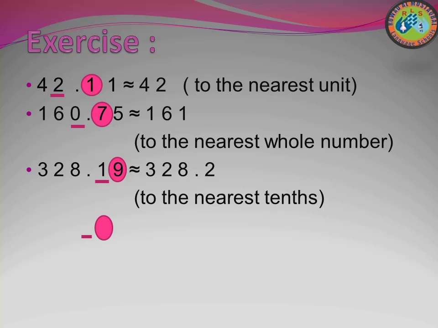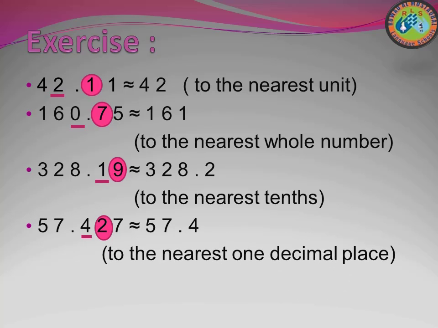328 and 1900ths. Let's approximate this number to the nearest tenths. Underline tenths and circle the digit before. It's a rich digit, it's 9, so I will cancel all digits to the right of the number and add 1 to the underlined digit or to the tenths, so it's approximately equal 328 and 2 tenths.